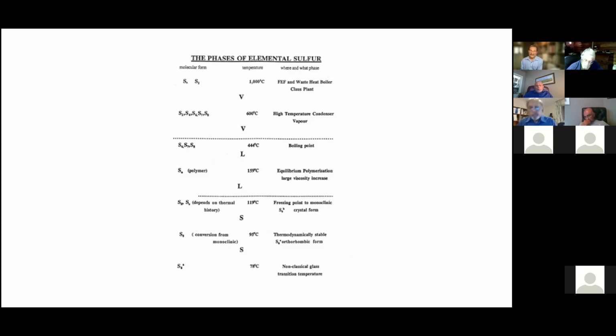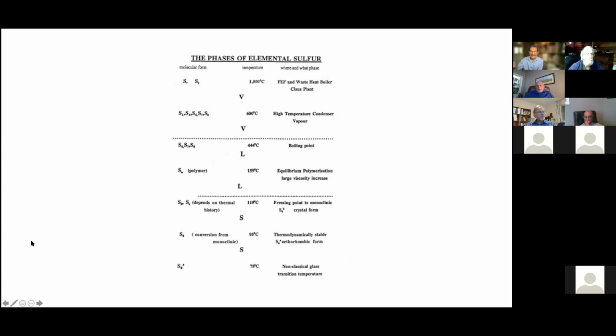And all these processes are slow. That's why when you form sulfur, sometimes the temperature rises over time, and this creates issues like caking. And then there's also a non-classical glass transition temperature at 78 degrees, which was found by thermomechanical means. I'm not familiar with what the implications of that are. It's just one of those things that are found.